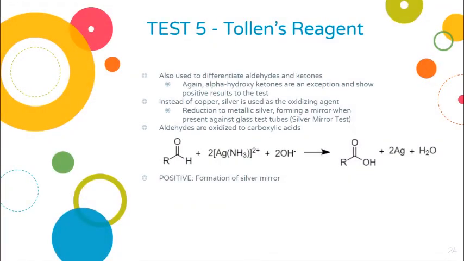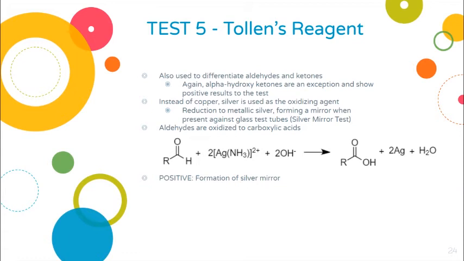The fifth test is the Tollens test, which uses Tollens reagent to differentiate aldehydes from ketones. Again, alpha hydroxyketones are an exemption and show positive results to the test. This time, however, instead of copper, silver is used as the oxidizing agent. In this reaction, silver ions are reduced to metallic silver.